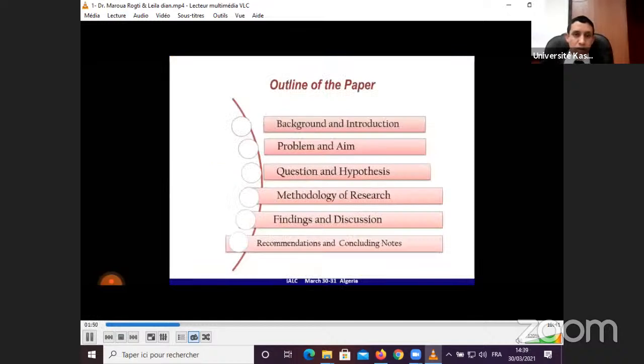So the presentation will uncover a background and introduction to the research, identifying the problem and aim of the research question and hypothesis, identifying the research design and the methodology of research, going over and discussing the findings, and finally providing some recommendations and concluding notes.